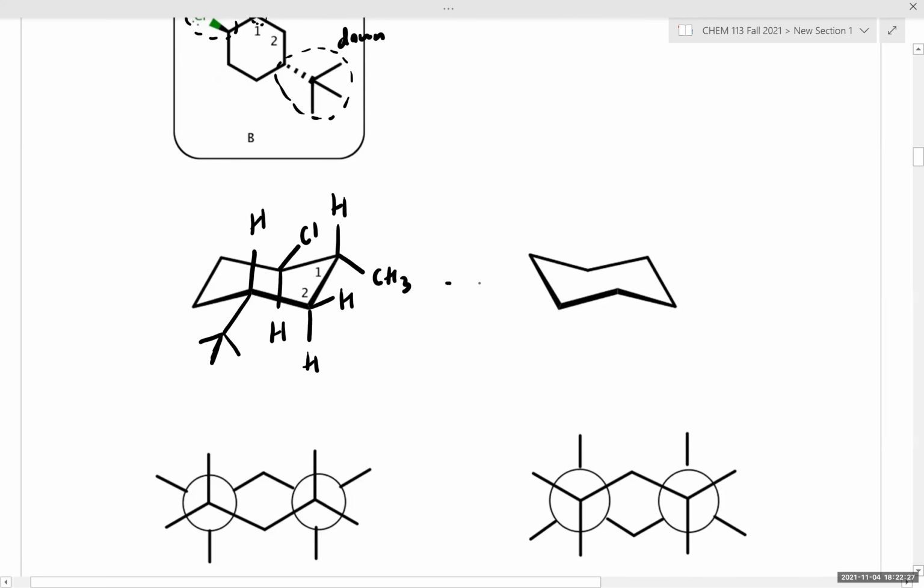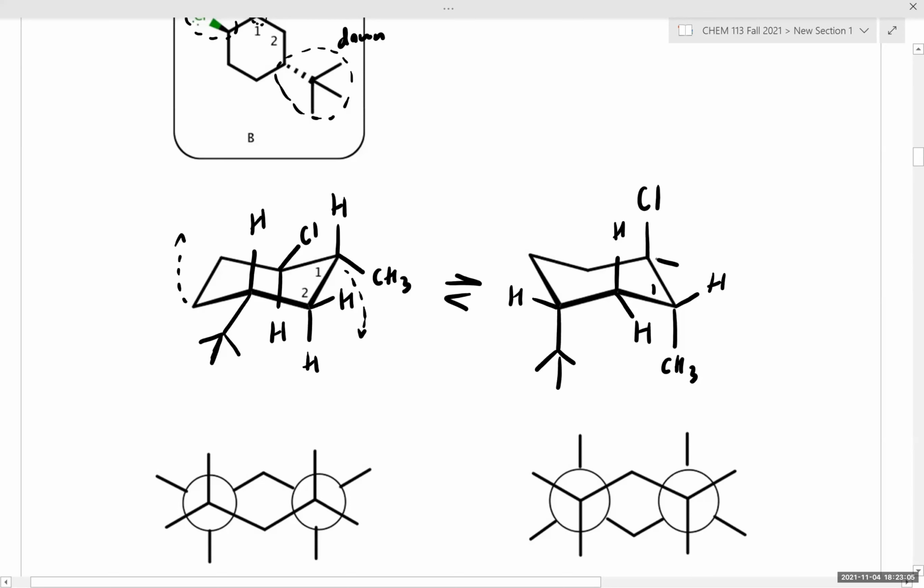Okay, so after a ring flip, carbon 1 is brought down, carbon 4 is brought up. So in carbon 1, the methyl group is pointing down, except this time it's axial down. Carbon 2, we still have our hydrogens. Carbon 3, our tert-butyl group is still pointing down, so it's axial down. Carbon 6, our chlorine is still pointing up, except this time it's axial up.